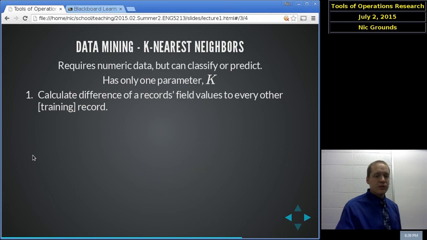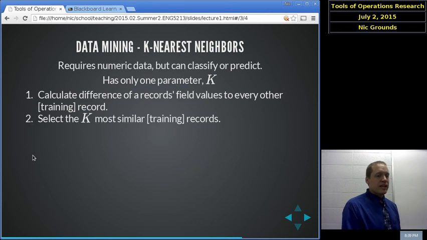Then what you want to do is select the K most similar records. That is, the K records that have the smallest cumulative difference. If I took the difference across every field and added all those differences up, what are the K records that have the smallest cumulative difference? Theoretically, those are the records that are the closest or most similar to the one I want to predict, or the one I want to understand better.